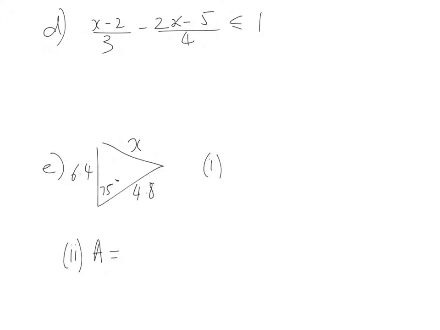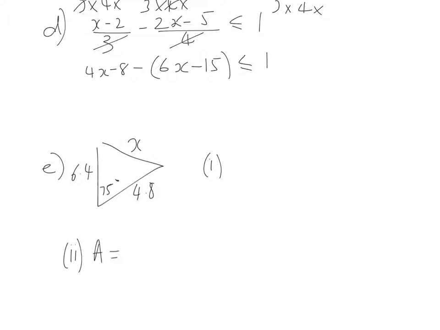D, okay, let's get rid of the 3, so we're going to times everything by 3. Get rid of the 4, so we're going to times everything by 4. This cancels, so does the 4, so we have 4x minus 8, take away 6x minus 15 is less than or equal to 12.